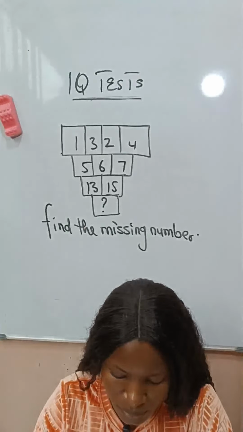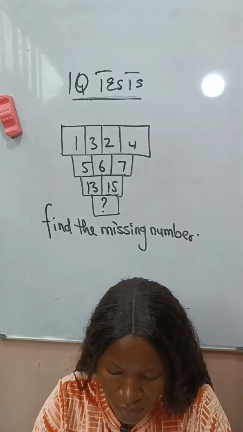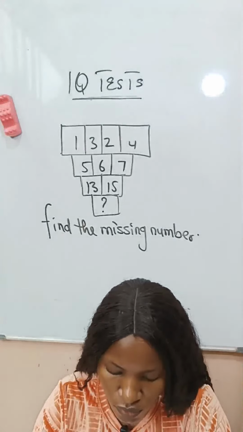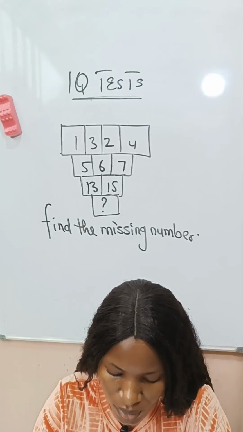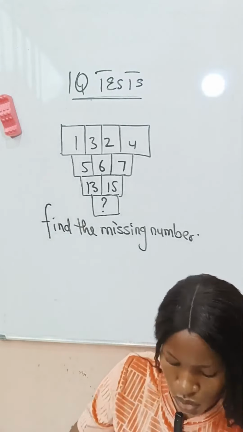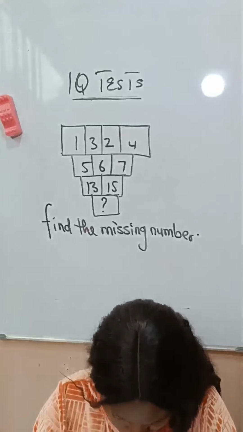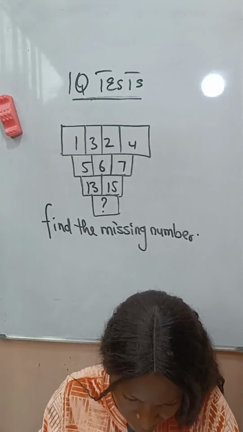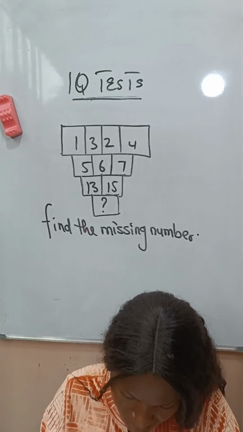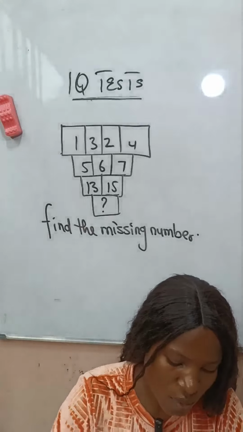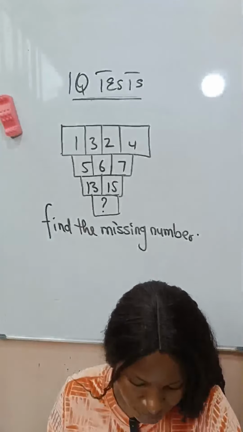Find the missing number. We have 1, 3, 2, 4. We have 5, 6, 7, and we have 13, 15. So what is the missing number?